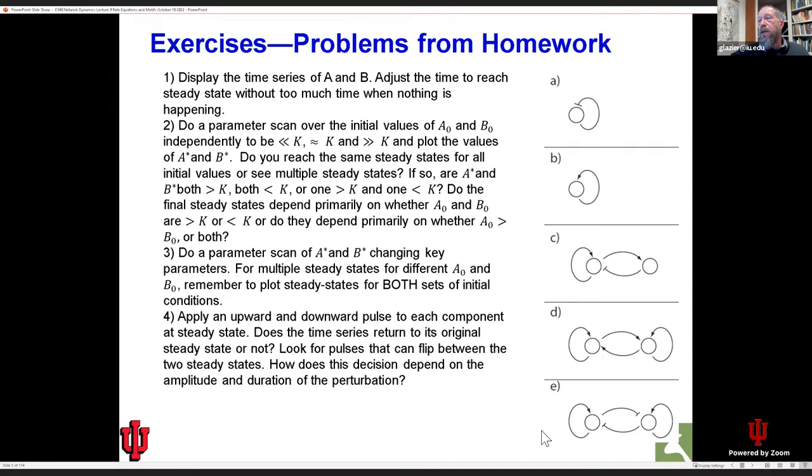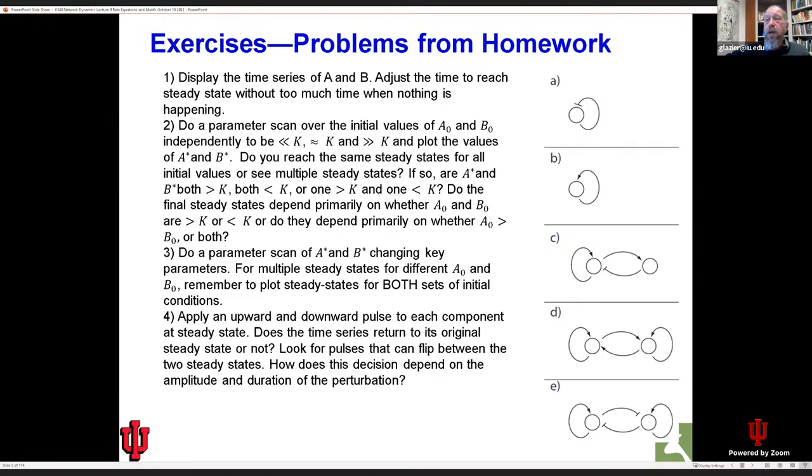So we had five examples in the homework. It was a long homework problem, and there were a series of questions. The first one was to display a time series of A and B. I don't think anybody had any trouble with that. The second one was doing parameter scans over the initial values of A and B. And one question that you have to ask when you do that is, do you scan both at once? Some people had nice heat maps of the steady states as a function of A and B, which was great. Or do you do something else? And this is particularly interesting in the case of C, which is the one of these that's actually probably the most interesting.